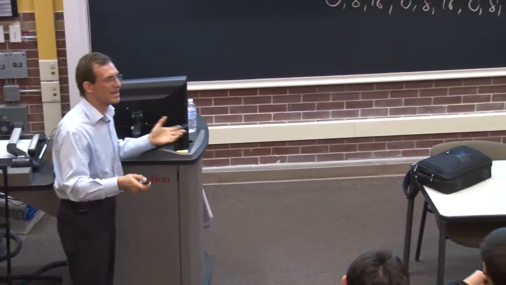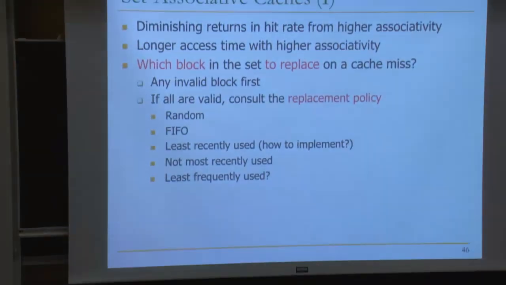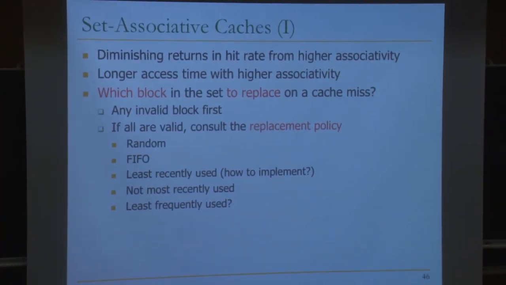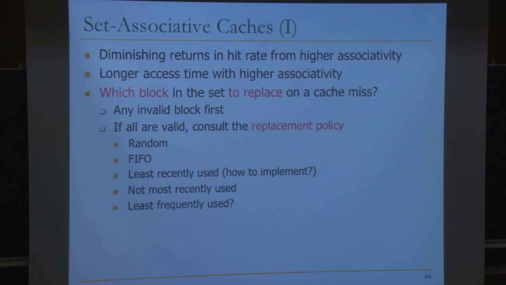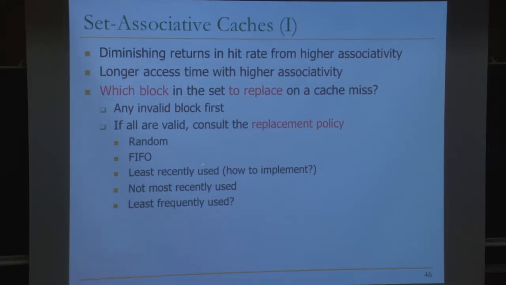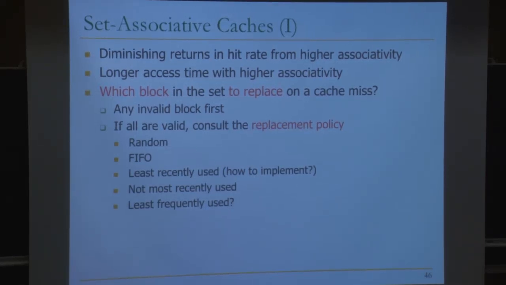You could have FIFO, first in, first out. You could have least recently used. That's what we've assumed. And we'll see that this is going to be hard to implement as you increase the associativity. Right? How do you keep track of what is least recently used? You need to have an ordering within the blocks of a set. So people have looked at simpler mechanisms that approximate least recently used, not most recently used, for example, or least frequently used. That could be another policy. There could be other policies. If you look at this, this tries to figure out what is the use of the block. Well, random doesn't try to figure out anything. It just says randomly pick one. But some of these try to correlate the likelihood of reuse of a block.